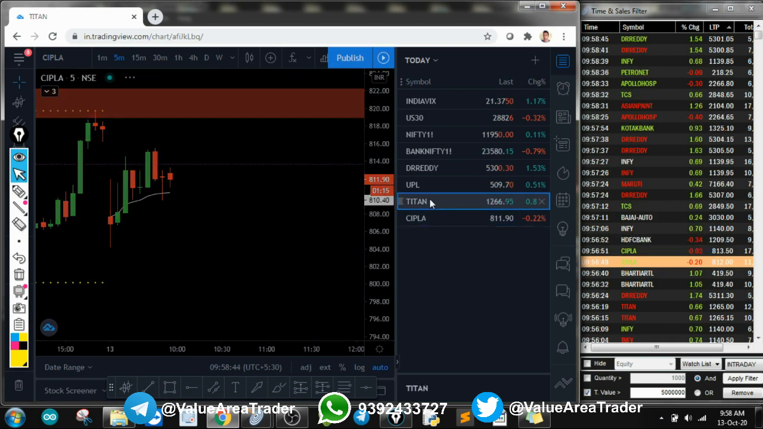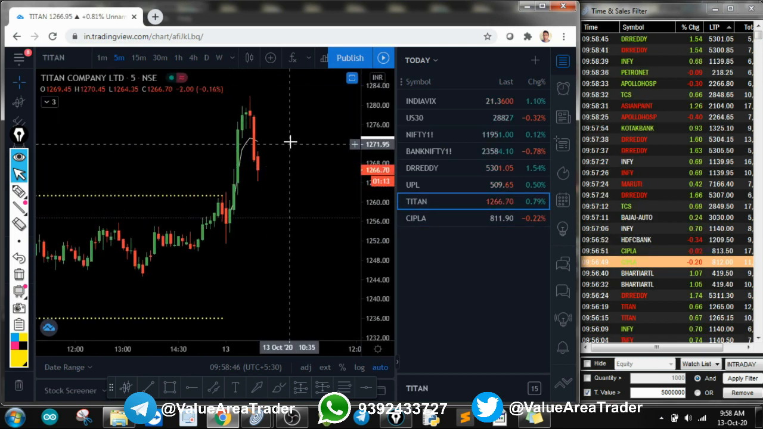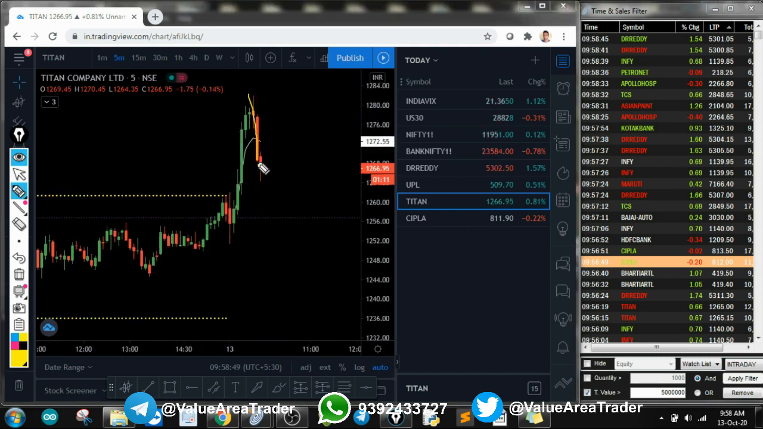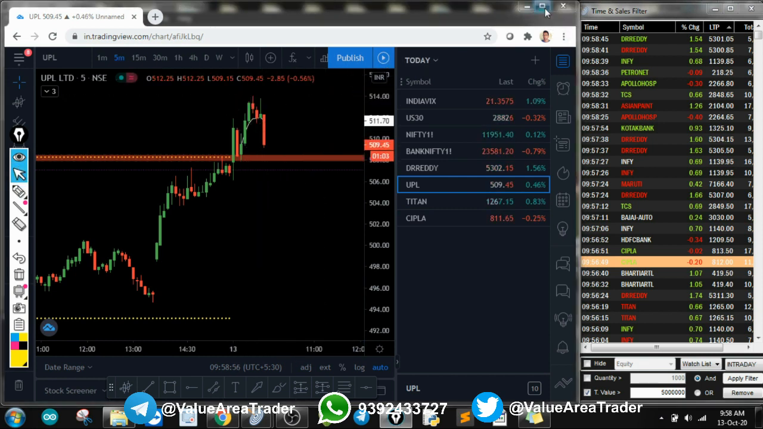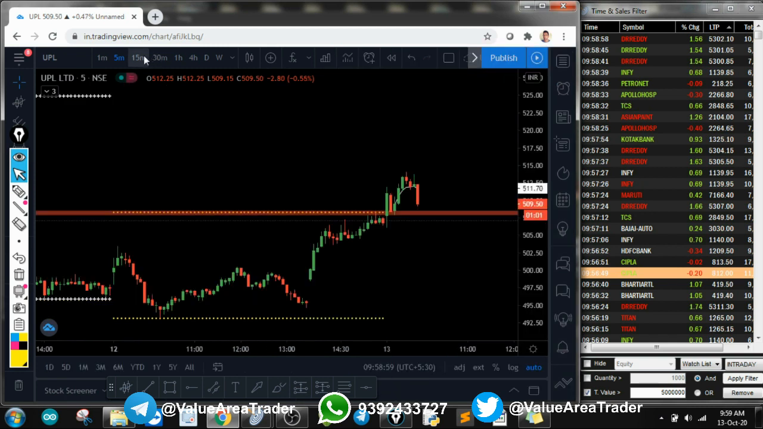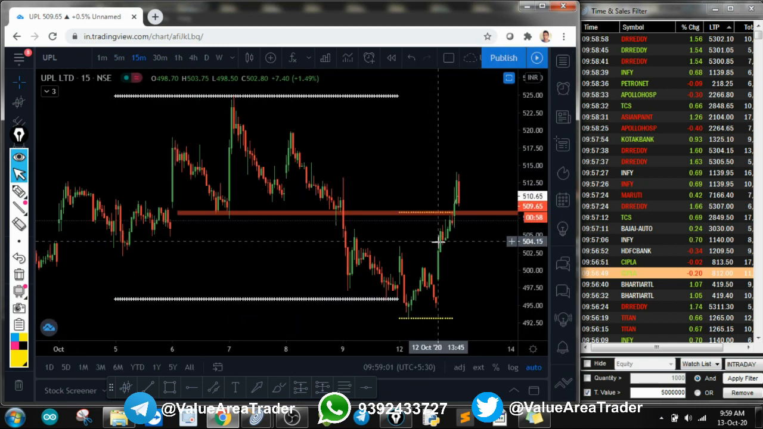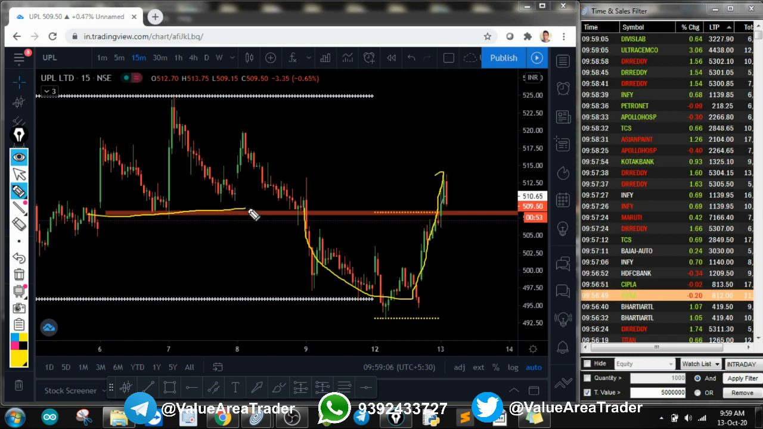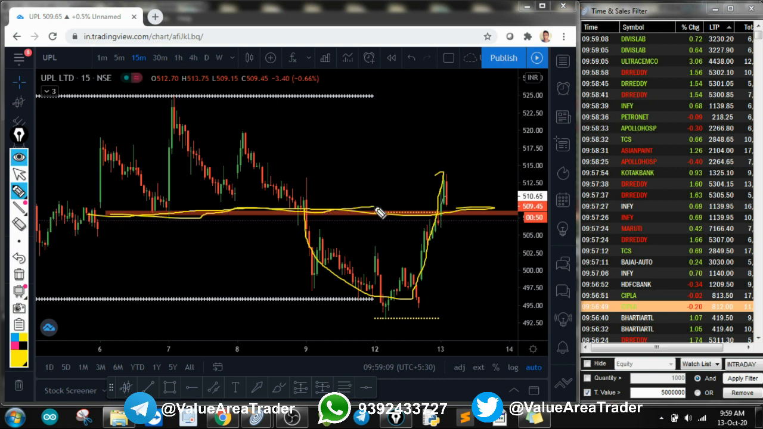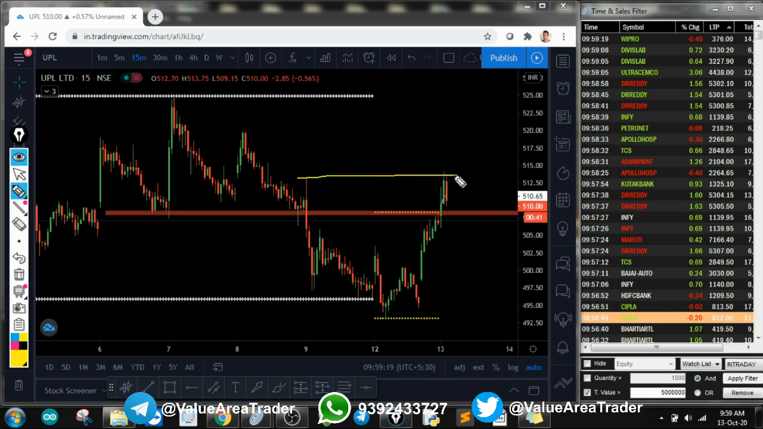By the way, I was already tracking Titan because Titan was falling from its high. So we missed that trade. It's okay. UPL also I was tracking because of the failure from top. Let's see what is happening in UPL. Looks like a good setup to me. It has just come out of a resistance, right? It was previously a support, but now it has crossed it with volume, so that is a good sign, but it has failed at this point.